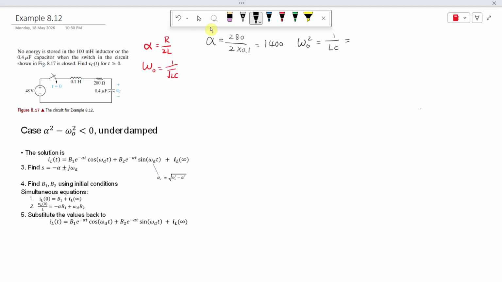Okay, and then we have this equal to 1 over L, 0.1, C is 0.4 times 10 to the negative 6. Then we will figure out this one is actually larger than alpha squared. Because omega 0 squared is larger than alpha squared, it is underdamped, so we pick this form. Okay, and then we're going to change this equation to the capacitor voltage.